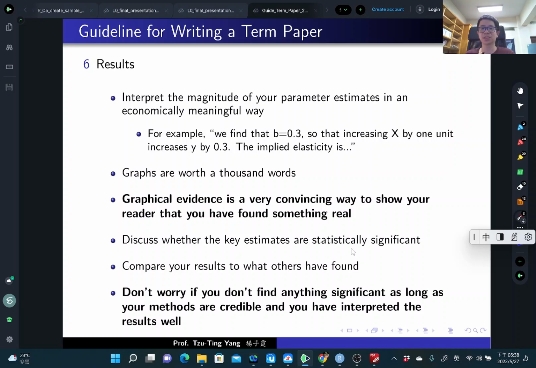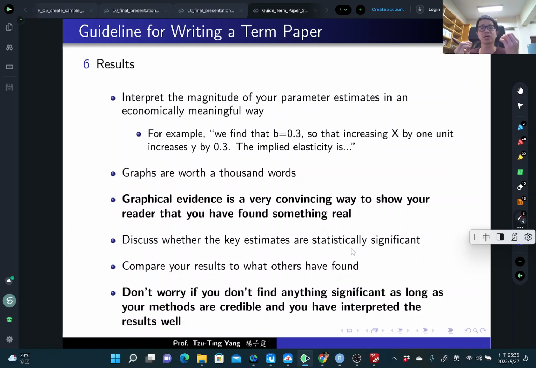And discuss whether your key estimates are statistically significant or not. And don't worry if you don't find anything significant. If you don't find anything significant, that just says there's no effect. That's also a very important finding, as long as your method is credible.